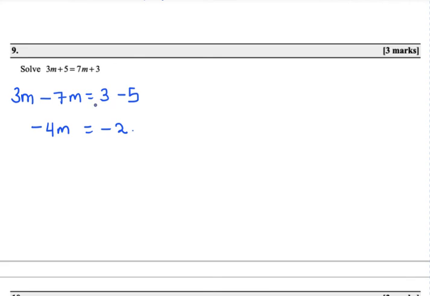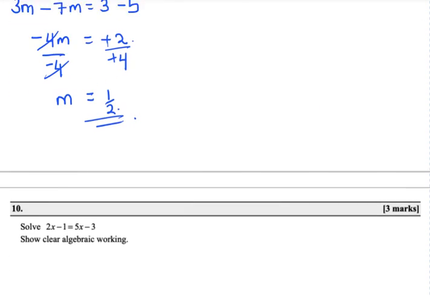You can check the calculator here, it's okay. To get rid of the negative 4, just like we were doing in the first video, you have to divide. The opposite of multiplication is division. Negative 4 divided by negative 4 is positive 1. So m stays alone. And then negative and negative become a plus, and reducing 2 over 4 we get a half, or 0.5, and that would be the answer there.